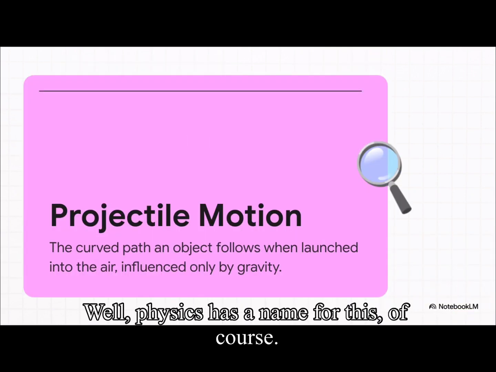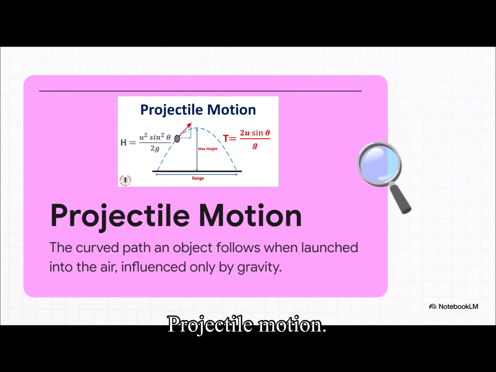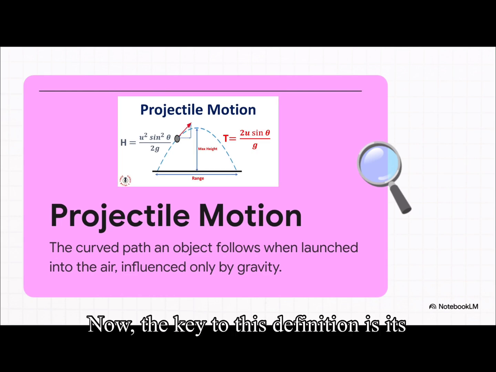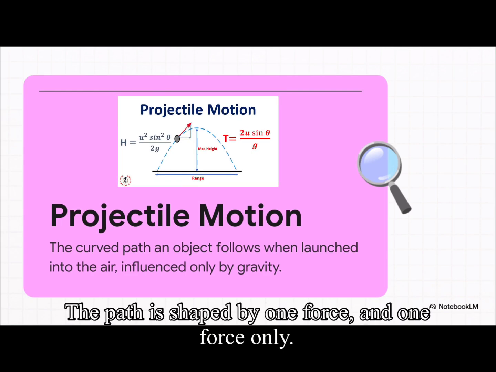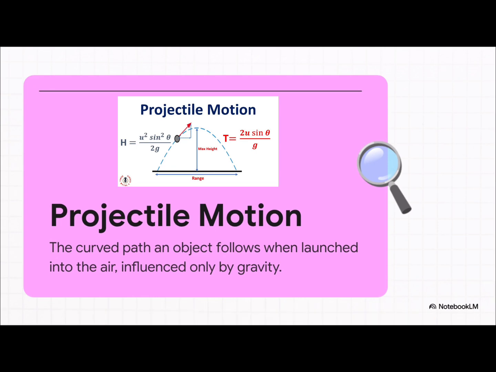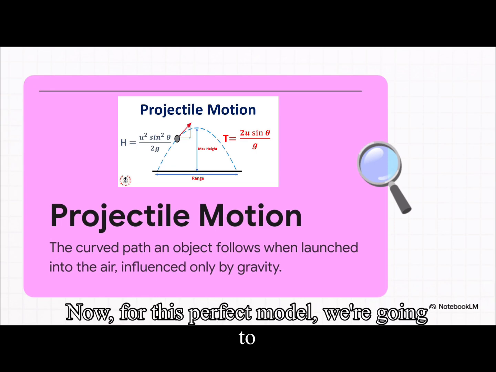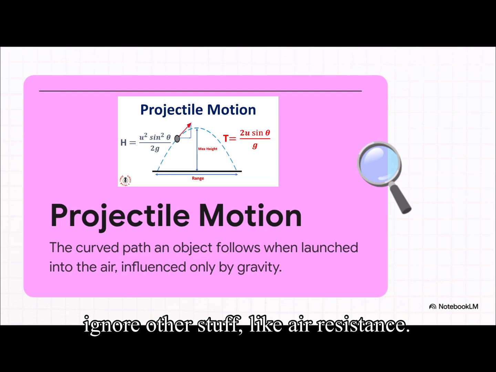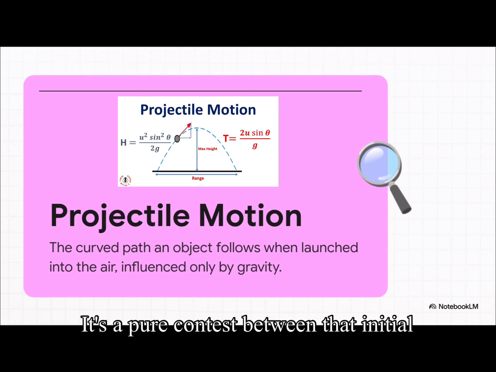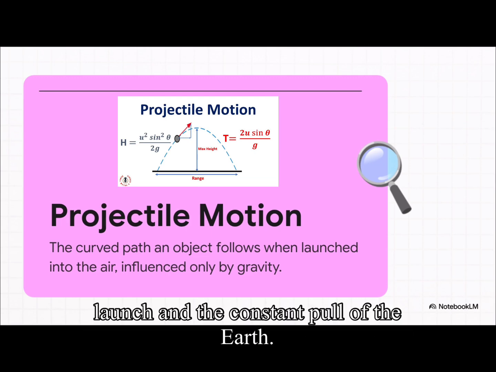Well, physics has a name for this, of course: projectile motion. Now, the key to this definition is its simplicity. The path is shaped by one force, and one force only, gravity. Now, for this perfect model, we're going to ignore other stuff like air resistance. It's a pure contest between that initial launch and the constant pull of the Earth.